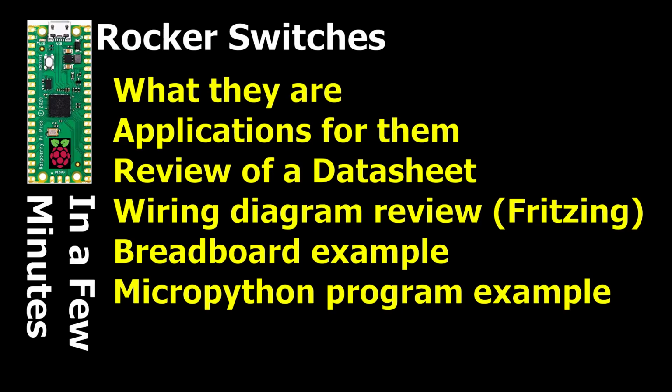Today we're going to take a look at rocker switches and how to interface them with a Raspberry Pi using MicroPython. What we're going to cover today: we'll take a look at a few examples of them, their applications, we'll review a datasheet so we understand some of the important attributes, we'll take a look at a Fritzing wiring diagram to help explain the connections, and finally, we'll take a look at some MicroPython code that'll allow us to handle them from within the PICO.